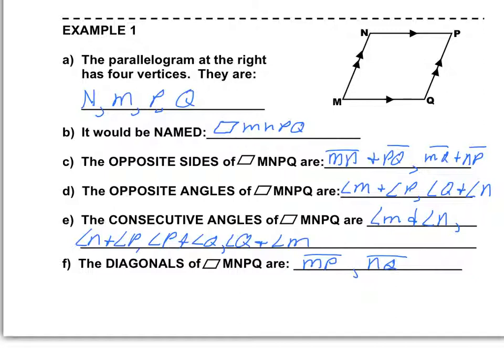Identifying the parts is important because we're going to refer to those parts when we start looking at the qualities of a parallelogram. So identifying its sides, which sides are opposite from each other, which angles are opposite from each other, what your consecutive angles are, and last but not least the diagonals. Knowing these names, opposite sides, opposite angles, consecutive angles, and diagonals, are important terms to understand about quadrilaterals.